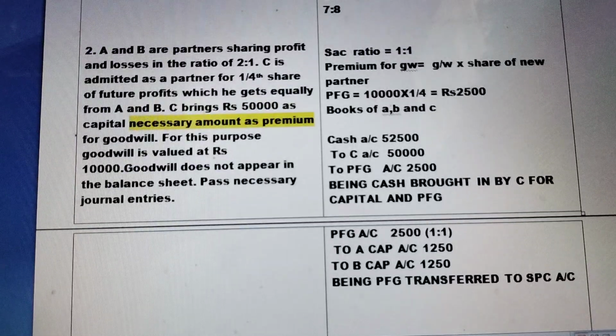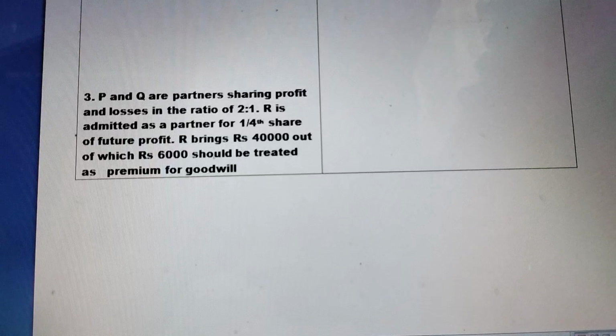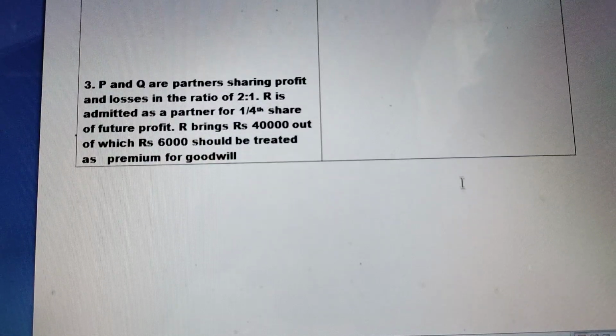I do hope it is clear. So you may take the screenshot of the question as well as the answer. So let's move to the third question.